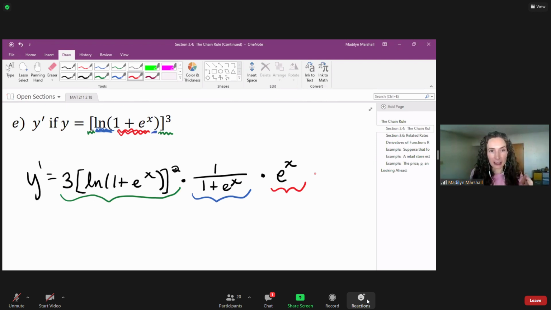Then we have our next layer, which is the natural log. Now, the derivative of a natural log is 1 over whatever is inside of it. So we have 1 over e to the x. And then we have our little inside layer, 1 plus e to the x, and the derivative of that is just e to the x. So we could do this process with any number of functions that are composed with each other.